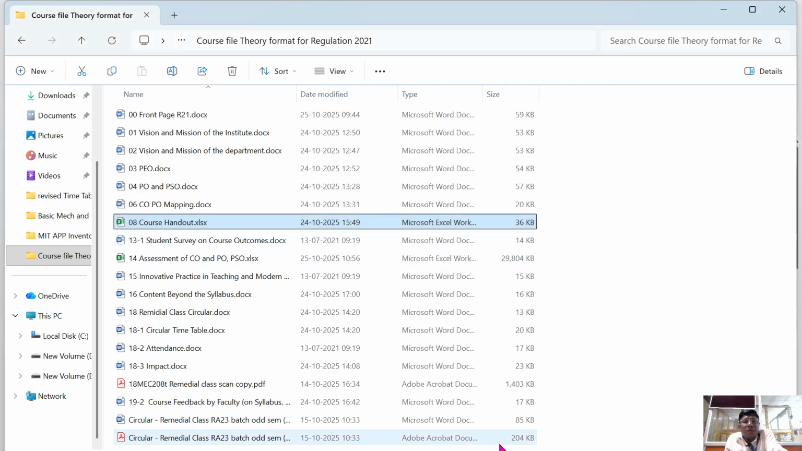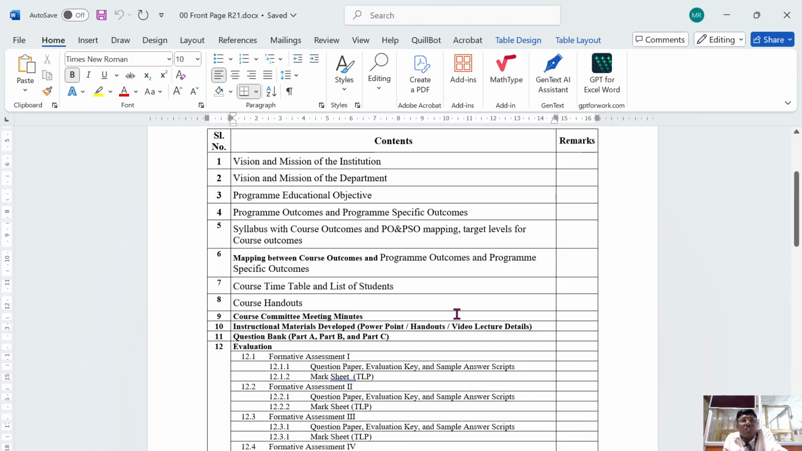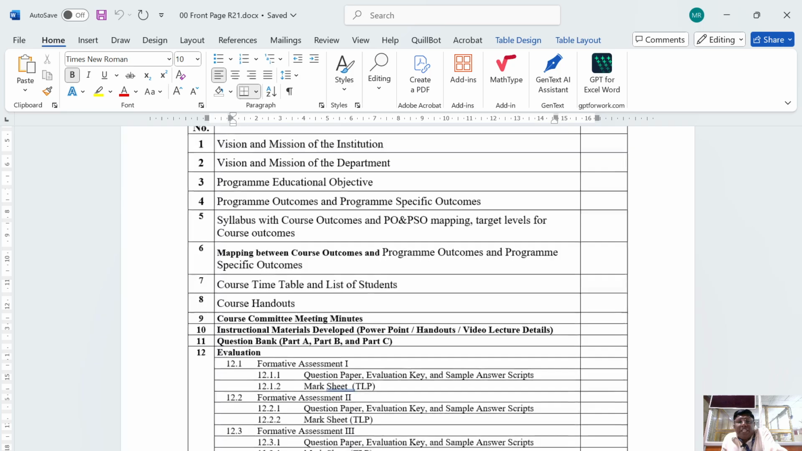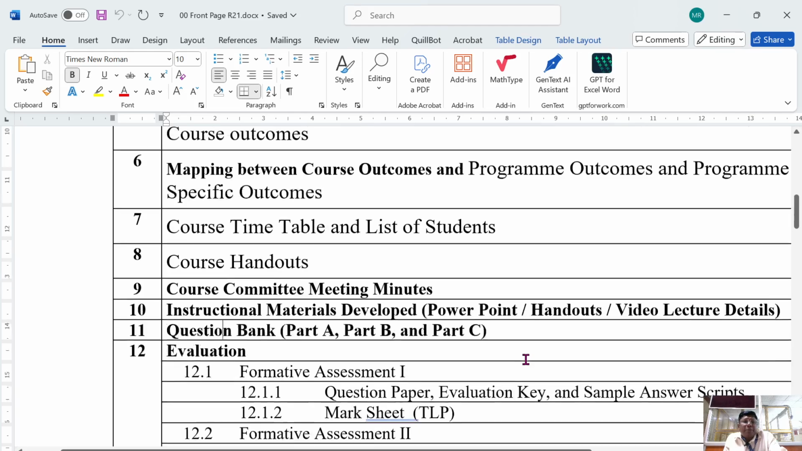Let me see. Course handout and the course committee meeting minutes. We are conducting course committee meetings regularly, so those meeting minutes have to be kept here. And the instructional material developed: whatever instructional material we are using, video lectures, PowerPoint, handout and other things, that has to be given in the 10th one. And question bank for part A, part B and part C. Whatever is applicable, you have to keep it here.